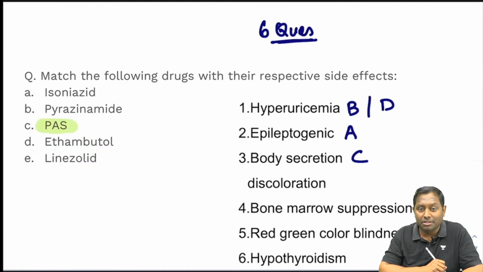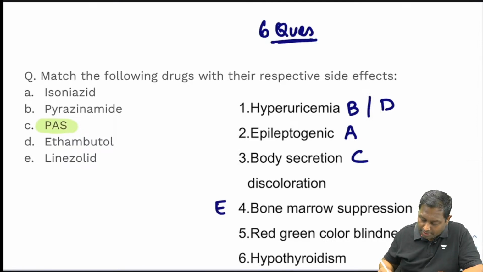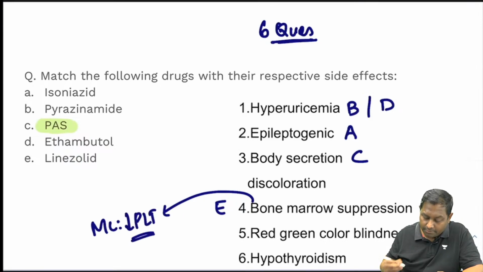Which of the following will be causing bone marrow suppression? In the bone marrow suppression also, the answer to this question will be linezolid. Maximally they will be causing, or more commonly there will be a decrease in the platelet count. That is very, very common.